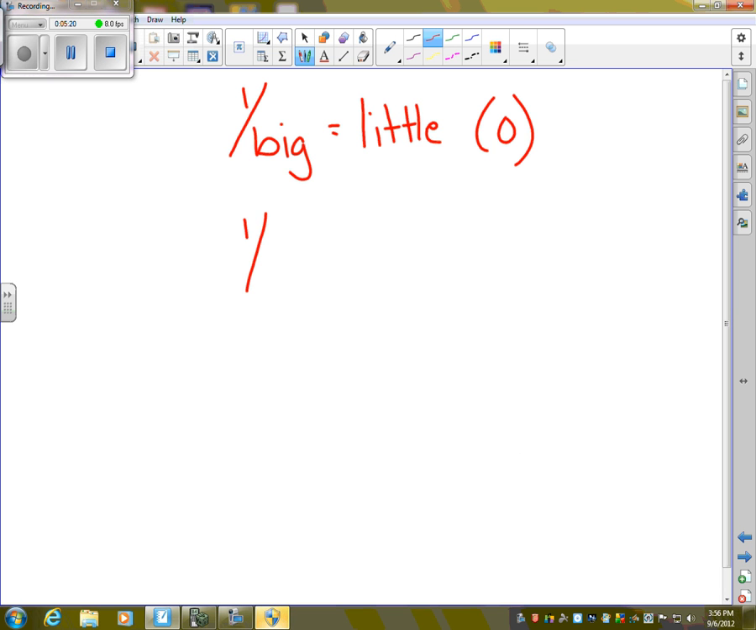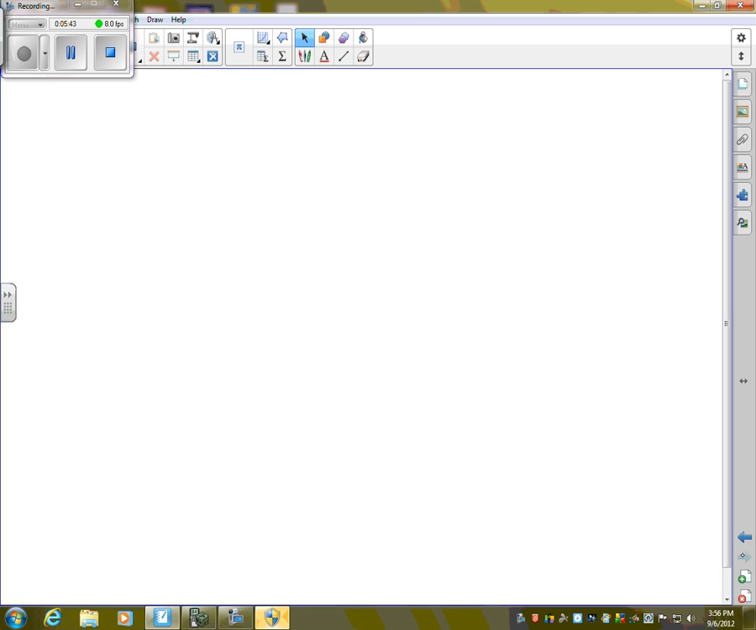If we have 1 over little, we're going to get a big answer. Now, we have to check the sign. The answer is going to be infinity. It's going to be positive infinity or negative infinity. And that's really going to depend on what kinds of numbers you're dividing, if you've got positive numbers and negative numbers being divided. Okay? So let's now apply that to some limits.